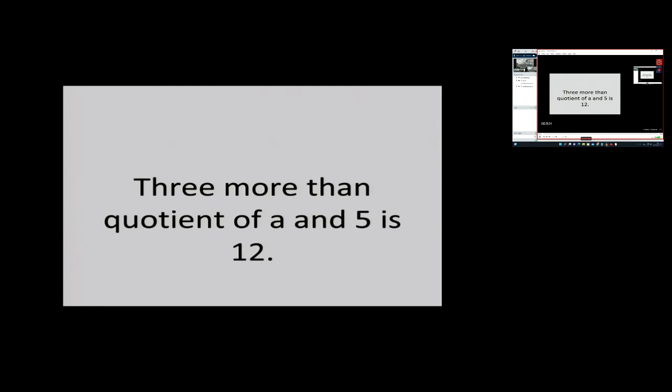3 more than. What does more than mean? Plus. 3 more than the quotient of 8 and 5 is 12. So if it's quotient, we can use fraction. What do you think is the answer? More than is like less than, but it is plus. What is the direction of more than?